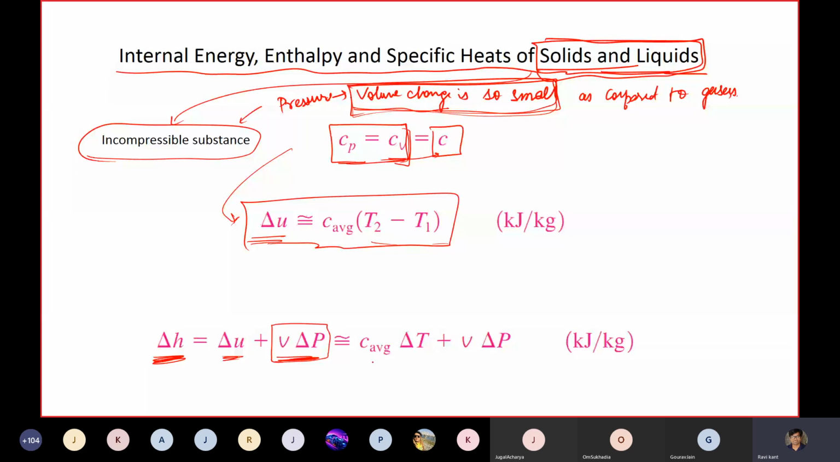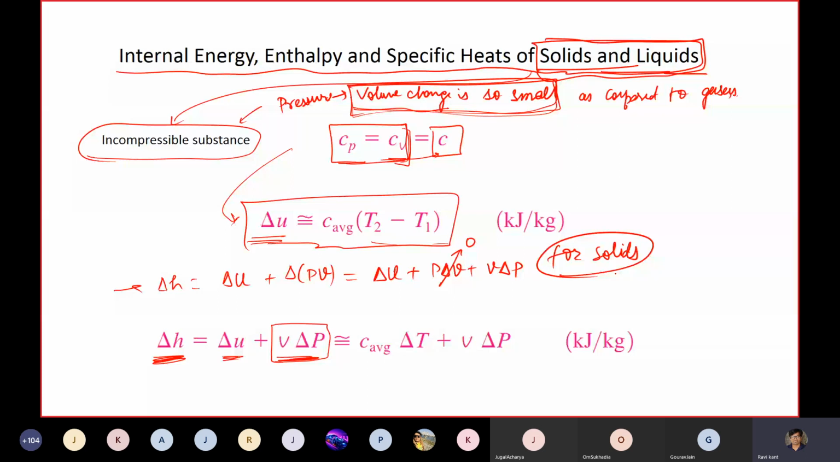The actual term would be dH equal to dU plus d(PV). This is what your differential equation would look like. This you can write as plus small u plus P delta V plus V delta P. Now I've already told you that the volume change is negligible for solids, so this term goes away. The only term we are left with is the change in pressure.